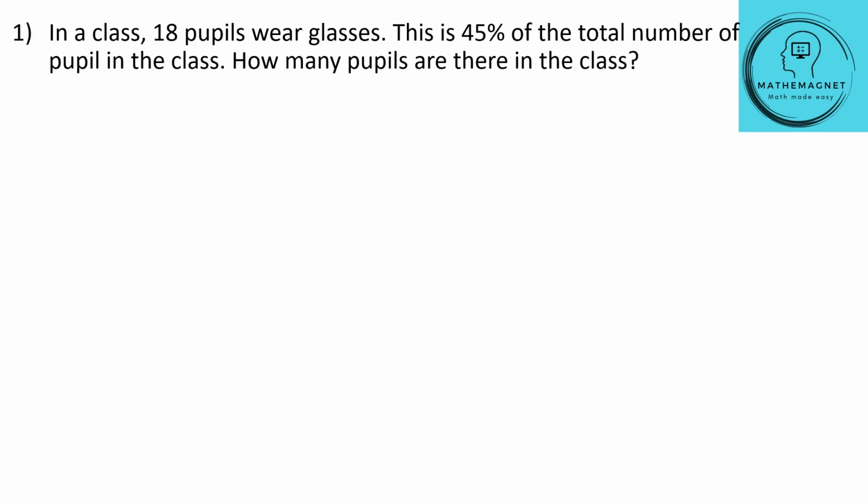In a class, 18 pupils wear glasses. This is 45% of the total number of pupils in the class. How many pupils are there in the class? Now in a given class, there is a certain number of students, and 18 students are wearing glasses, and those 18 students contribute to 45%. They are asking us to find the total number of students, that is, the 100%.